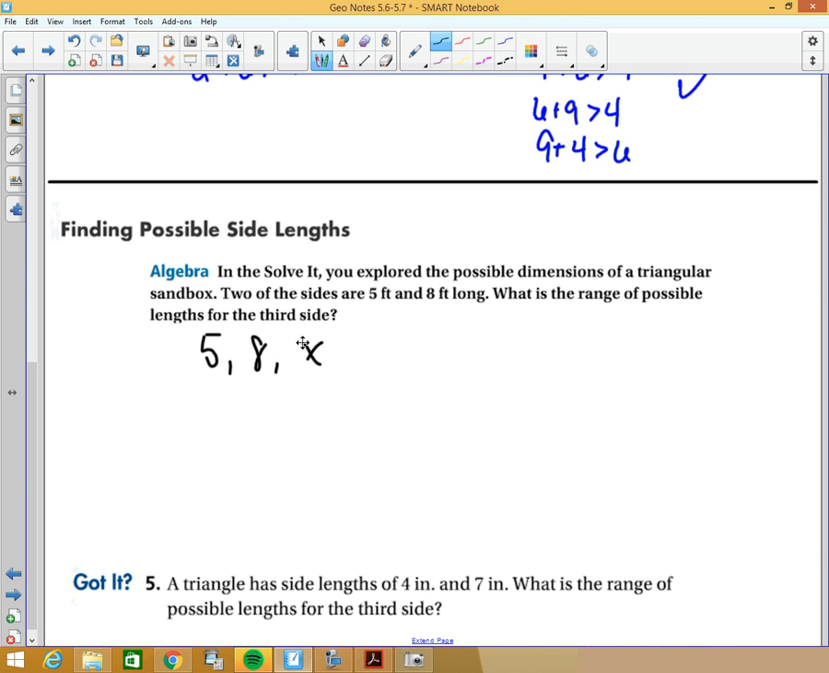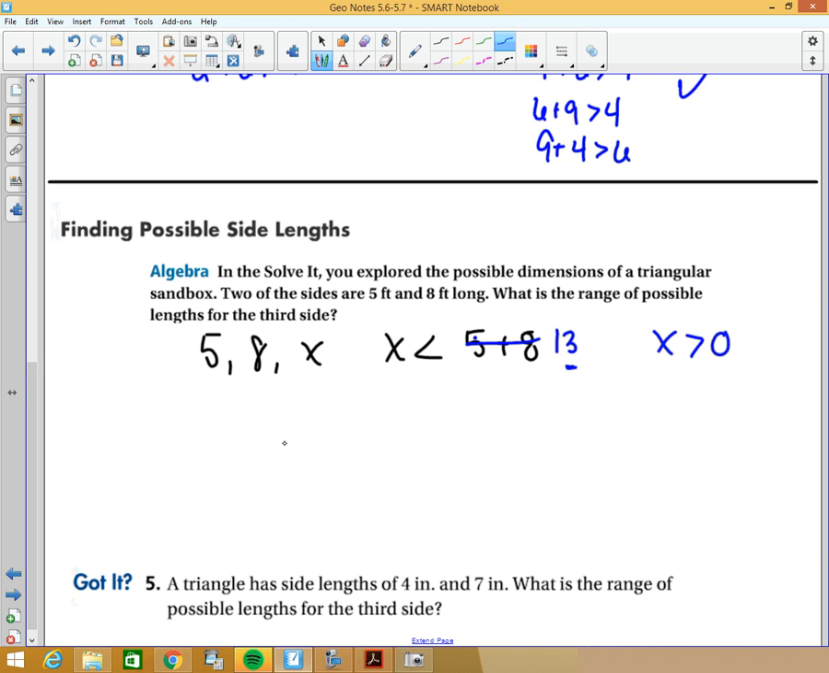We're not going to know exactly what it's going to be, but we know two things. x is going to have to be less than 5 plus 8, so less than 13. And we know that x has got to be greater than 0, because measurements can't be 0. So the high end is going to be 13.